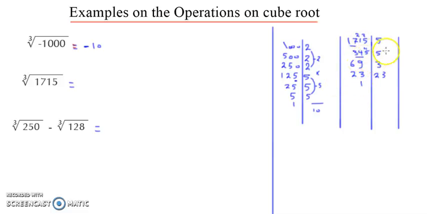So let's check it again. 5 times 5 is 25. 25 times 3 is 75. So 75 times 23, carry on: 7 times 3 is 21, plus 1 is 22. 2 times 5 is 10. And 2 times 7 is 14, plus 1 equals 15. So there is a problem here.